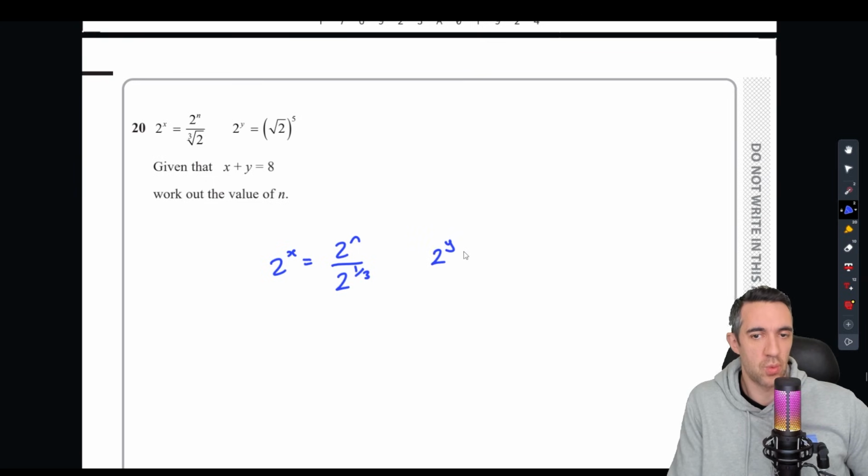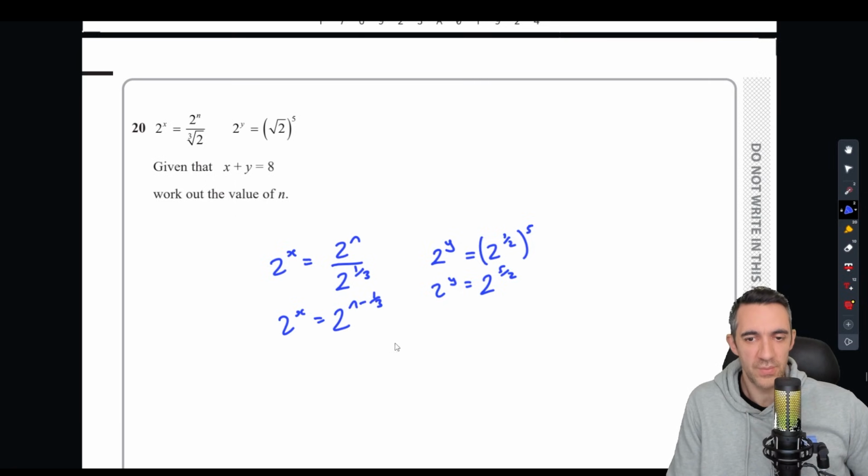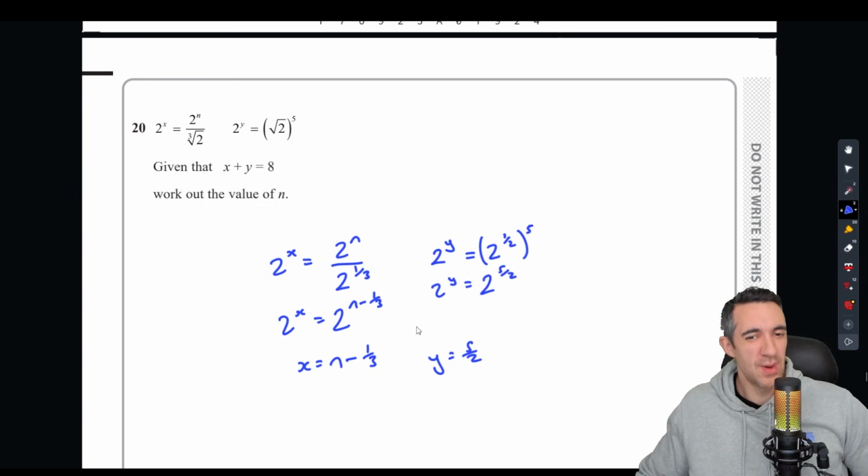And I've got 2 to the y equals 2 to the half, my square root to the power of 5. So I have 2 to the y equals 2 to the 5 over 2. And then this one I'm dividing to take them away, so I get n minus a third. So I know that x is equal to n minus a third and y is equal to 5 over 2. I think it's only 3 marks.